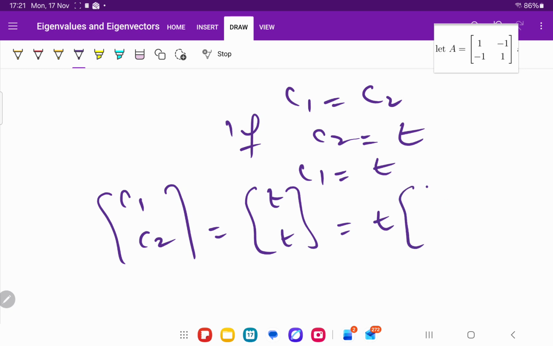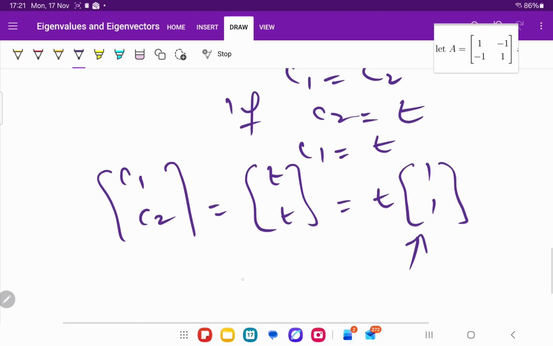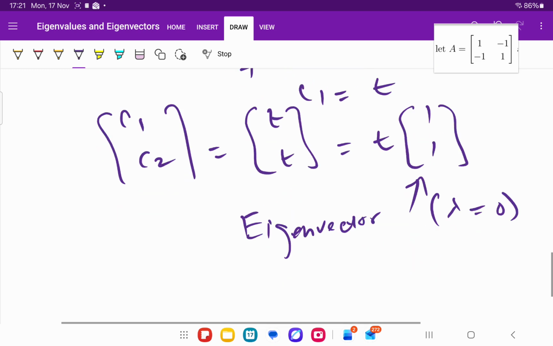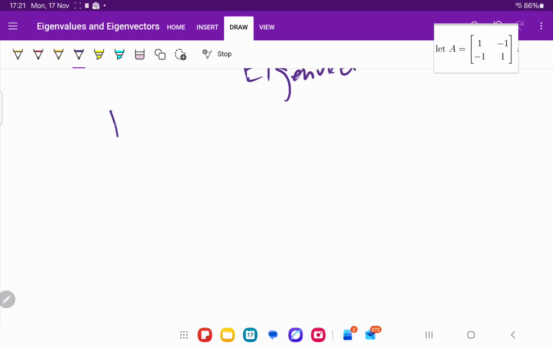If we take the T out, 1 and 1. So that is called the eigenvector corresponding to lambda is equal to 0. So this is the eigenvector corresponding to lambda is equal to 0. And in a similar way, we will proceed to find the eigenvector corresponding to lambda is equal to 2, because we have identified two eigenvalues. So for the second eigenvalue, lambda is equal to 2.